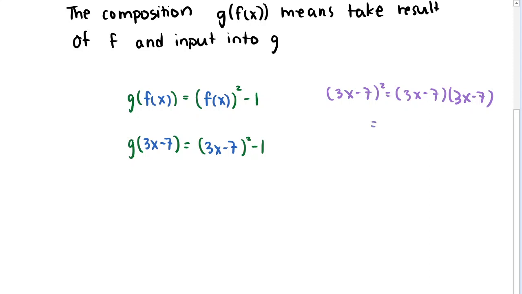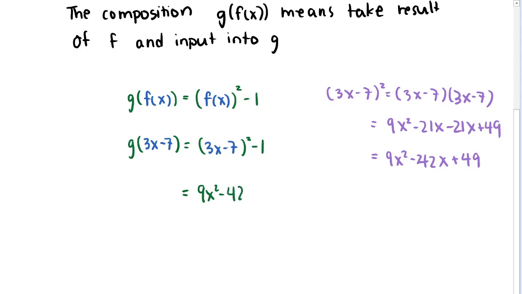And so multiplying this out, we get 9x squared minus 21x minus 21x plus 49. Or in other words, 9x squared minus 42x plus 49. And so our composition, well, that's really the same as 9x squared minus 42x. And so I've got plus 49 and minus 1, so this comes out to be plus 48.